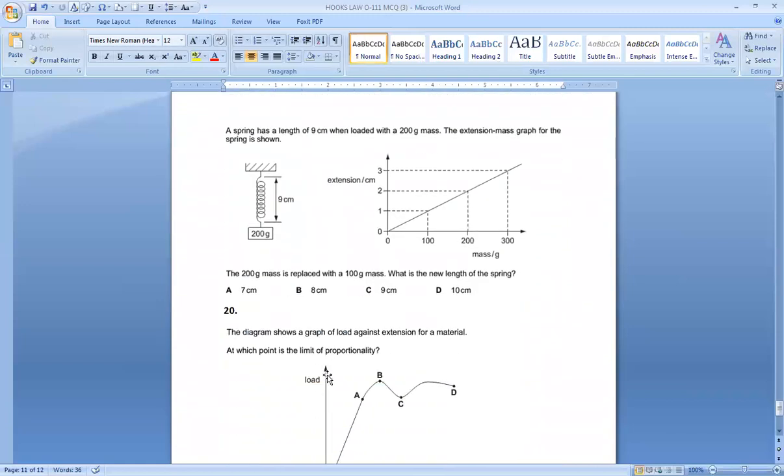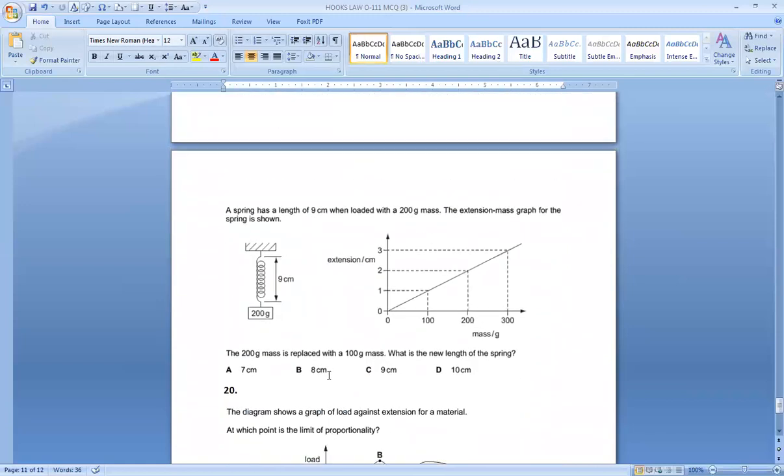Number 19. If you look at the graph, 100 Newton causes an extension of 1 centimeter, 200 causes an extension of 2 centimeter, 300 causes an extension of 3. Now, a 200 gram mass is replaced by a 100 gram mass. What is the new length of the spring?